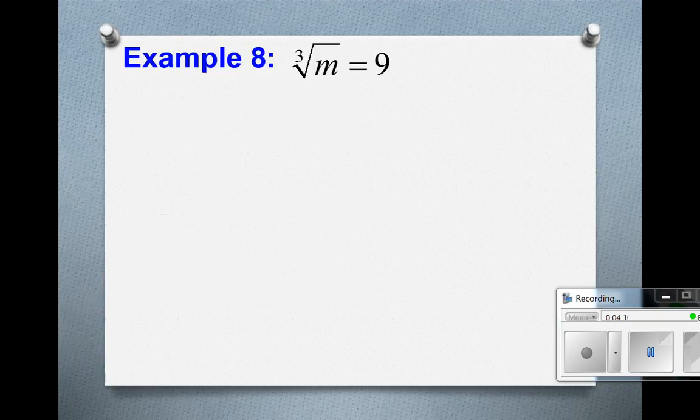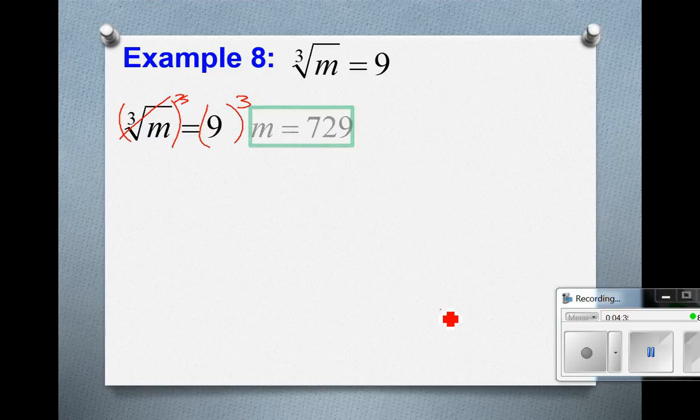Example 8. The cube root of m equals 9. Let's rewrite the question, and then because we're taking the cube root of m, the inverse operation would be cubing both sides. And again, the cube root radical cancels out the 3, and now you just have to cube 9. So m equals 729.